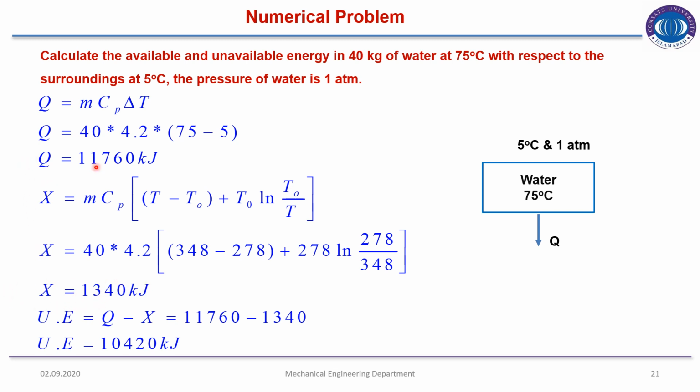So Q is the total amount of energy present within the water. Exergy is the available amount of energy. The difference of total energy minus available energy is equal to unavailable energy. When we subtract the two, we find the value of unavailable energy, that is 10420 kilojoule.